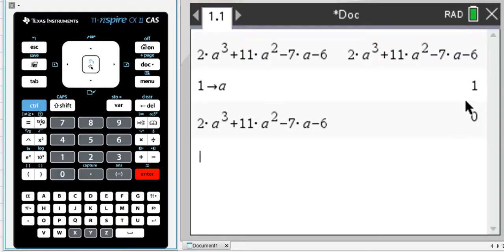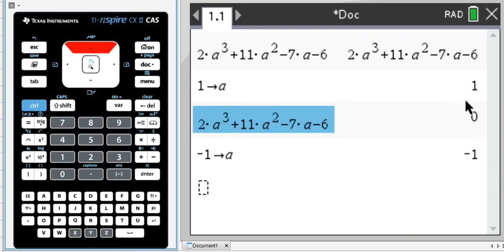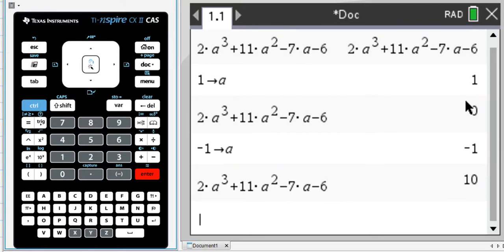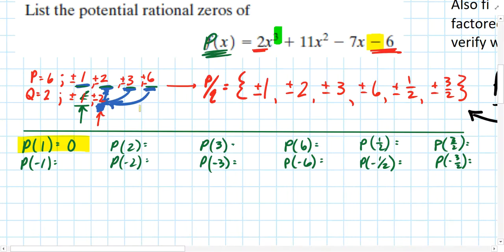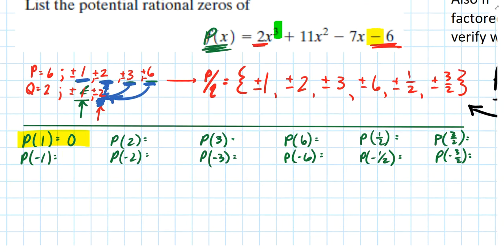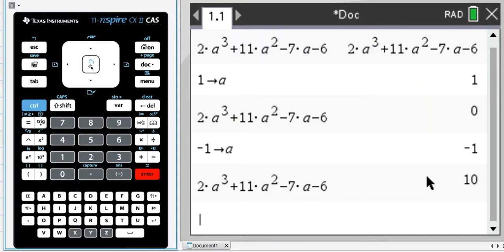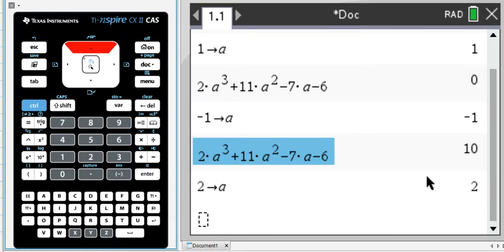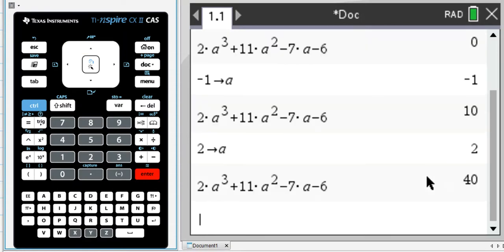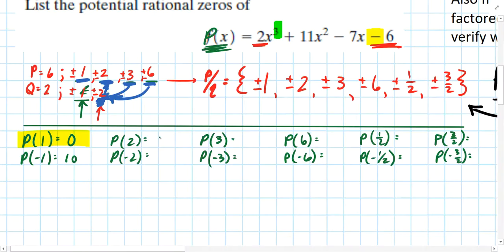Let's try that again with the number -1. So we'll take the number -1 and store it as a. This overwrites the previous value. Now when we execute this expression, we see a result. Now that one came out to be 10. That's not good for us because that is not a 0 of the polynomial. So let's test number 2. We'll store 2 in place of a, re-execute the expression, and that one comes out to be 40.